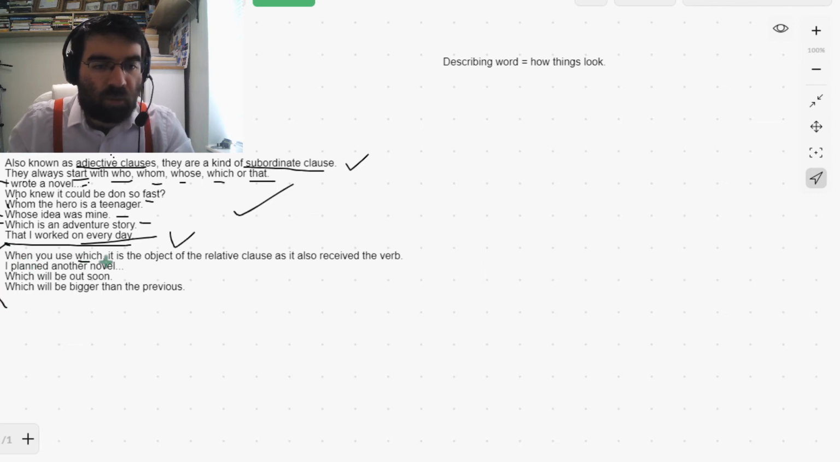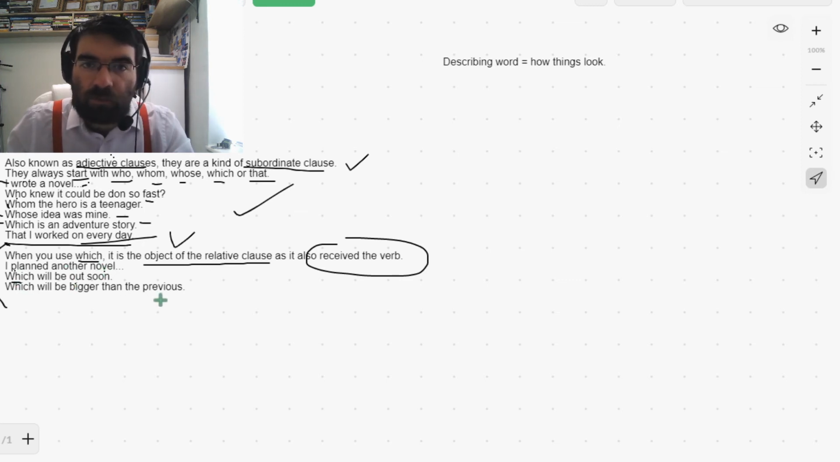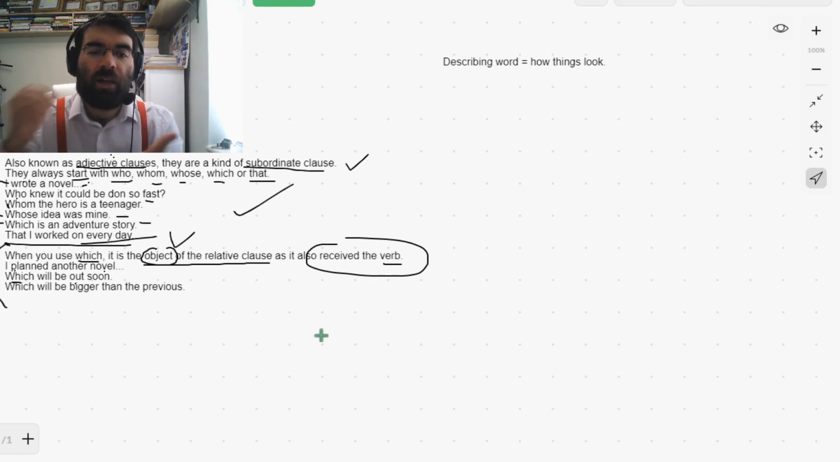So when you use which, it is the object of the relative clause, as it also receives the verb. I planned another novel which will be out soon. So the subject or the object also receives the verb.